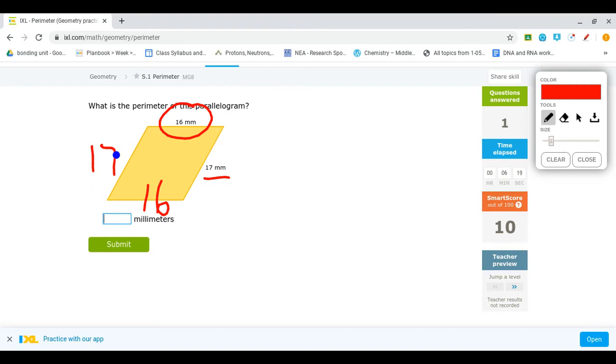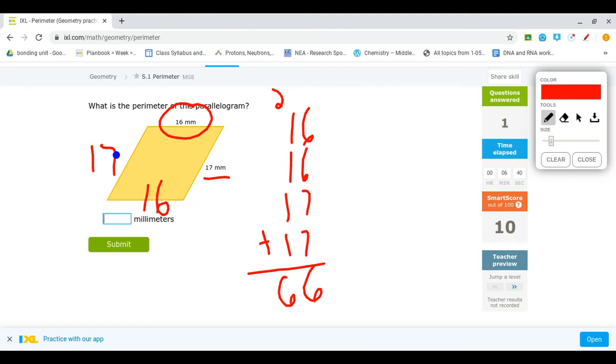To find the perimeter, add up all of your sides: 16 plus 16 plus 17 plus 17. You could use a calculator for this. 14, 20, 26, 2, 3, 4, 5, 6. You get 66 millimeters.